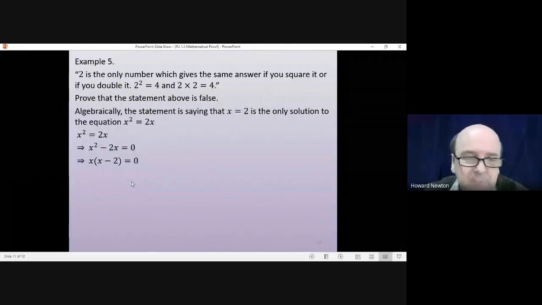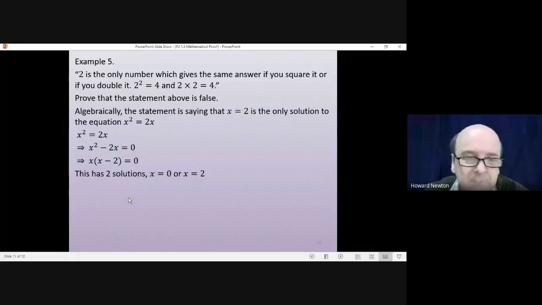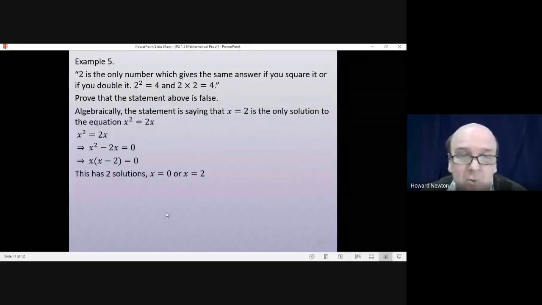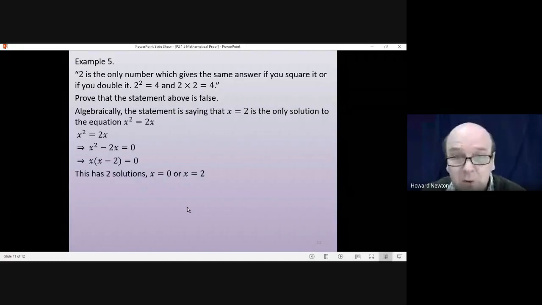And this has two solutions. It has the solution x equals 0 and x equals 2. Now, unlike the last question, x equals 0 is not a problem. So it's certainly true for 2, that 2 squared is equal to 2 times 2, but it is also true for 0. If we square 0, we get 0. If we double 0, we get 0. So you do get the same answer if you square 0 as if you double 0, which is what we're showing here.